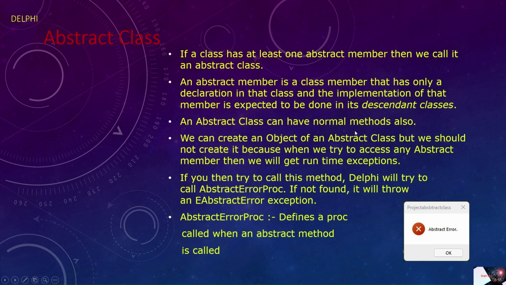We can create an object of the abstract class, but we should not, because when we try to access the abstract member, we will get a runtime exception. I have shown it here. This abstract error message will come when we try to access the abstract member from the class object. If you try to call this method, Delphi will try to call the abstract error prompt, and if it is not found, it will throw the EAbstractError exception.